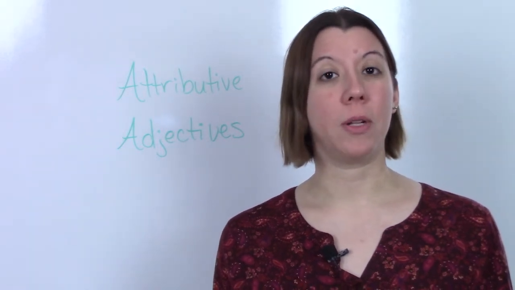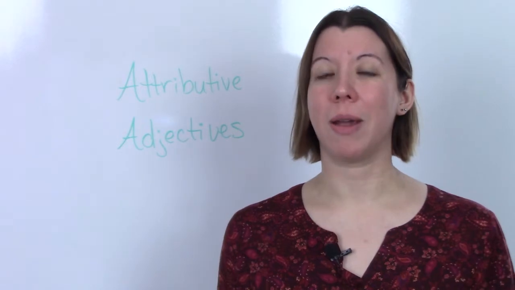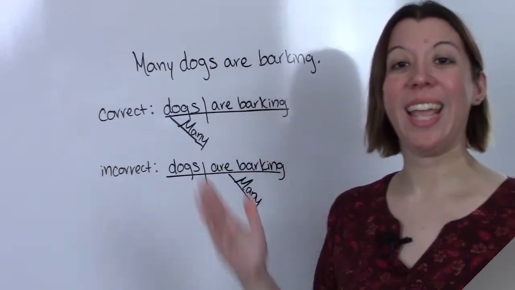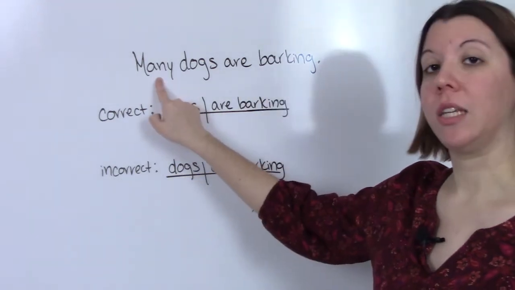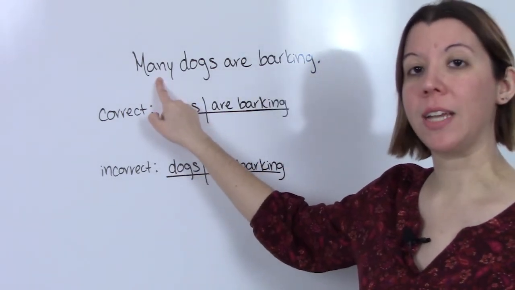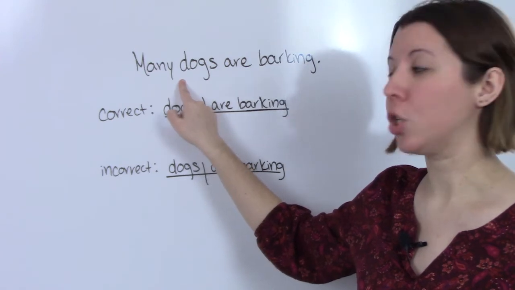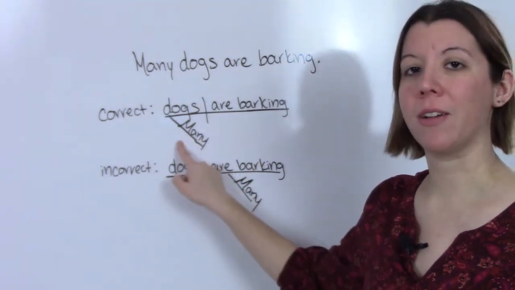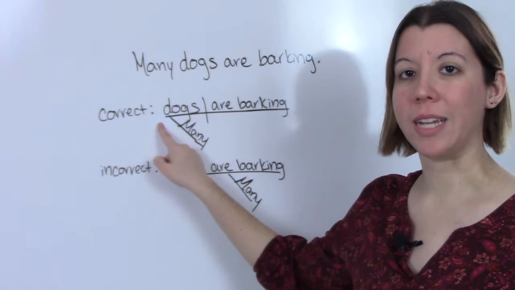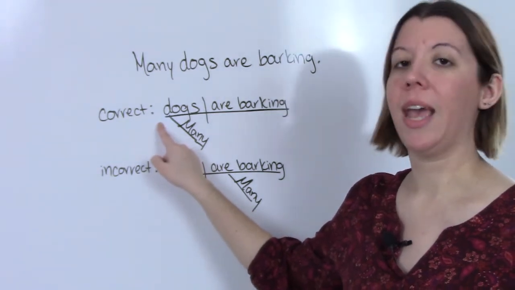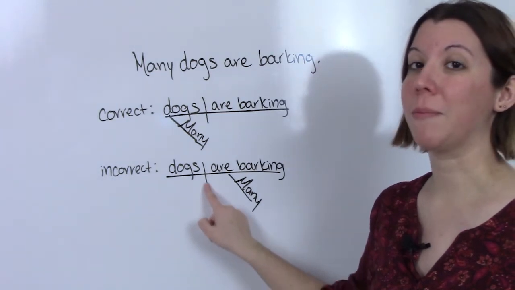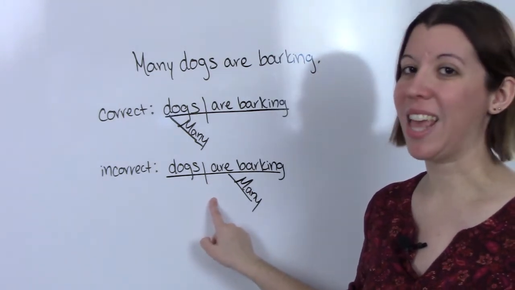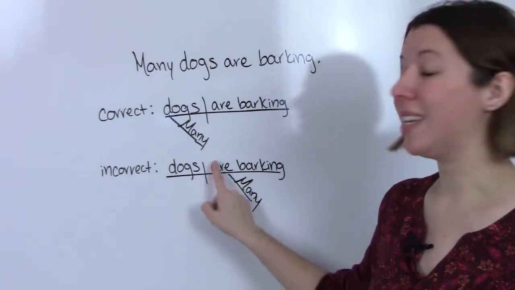Let me show you an example of correct and incorrect diagramming of attributive adjectives. In this example sentence, many dogs are barking. Many is the attributive adjective. It modifies the noun dogs, which means it should be diagrammed on a modifier line underneath that noun it modifies. In this sentence, dogs. However, sometimes the attributive adjective will be placed on a modifier line under the verb. That's not correct, because many does not modify are barking.